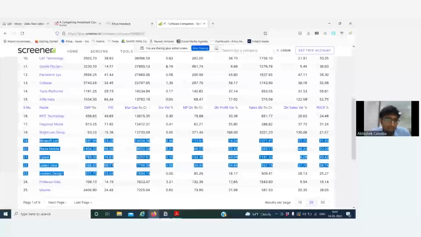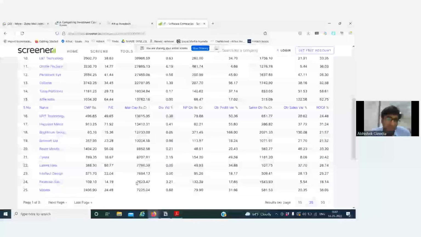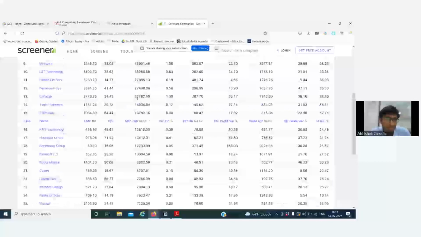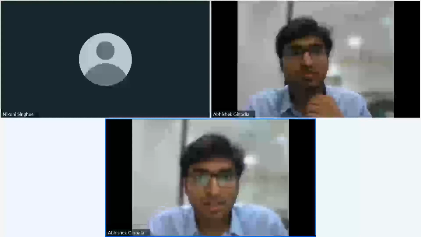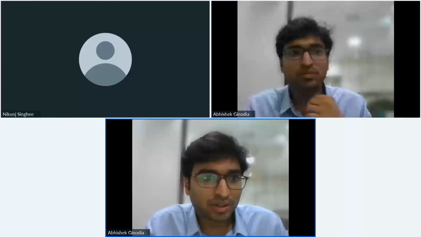Right, so I think these are the target group for comparing Hexaware. In terms of the entire service base, it is fairly similar to Coforge, as discussed. It is fairly similar to Affle India. It has overlaps with Mindtree and Mphasis as well. Right. Nikunj, can we just take the next one?